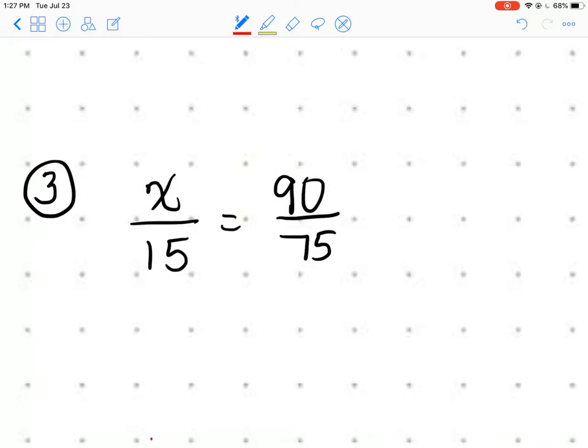Okay, when I go to do a cross product, I don't want to do this because 75 and x, I can't multiply those. So in this case, the cross product has to go this way. And the easiest way I can tell you to remember this is to draw the peanut and make sure you have a number in both ends of the peanut. So where the peanuts would be, you need to have numbers, not letters.